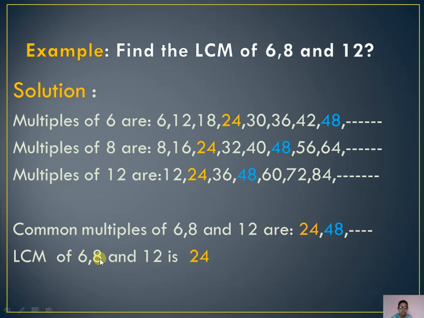LCM of 6 and 8, and here we have to find the lowest common multiple. It means the multiple which is lesser, which is the lowest. So here the lowest multiple is 24. So the LCM of 6, 8 and 12 is 24.